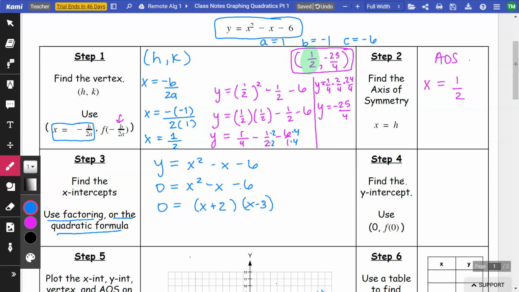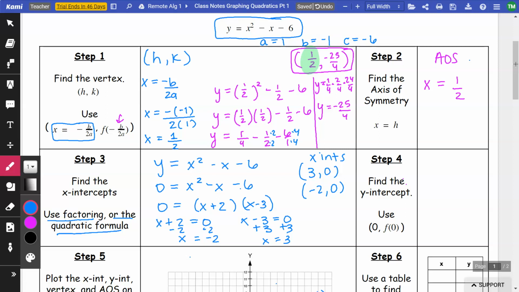And we just set each factor equal to 0 and solve for x. So x plus 2 equals 0, and x minus 3 equals 0. Subtract 2 from both sides, so x equals negative 2. Add 3 to both sides, so x equals 3. So that tells me that I have x-intercepts at (3, 0) and (negative 2, 0). Remember, the y value of all x-intercepts will always be 0. So that's how I know I have the points (3, 0) and (negative 2, 0).